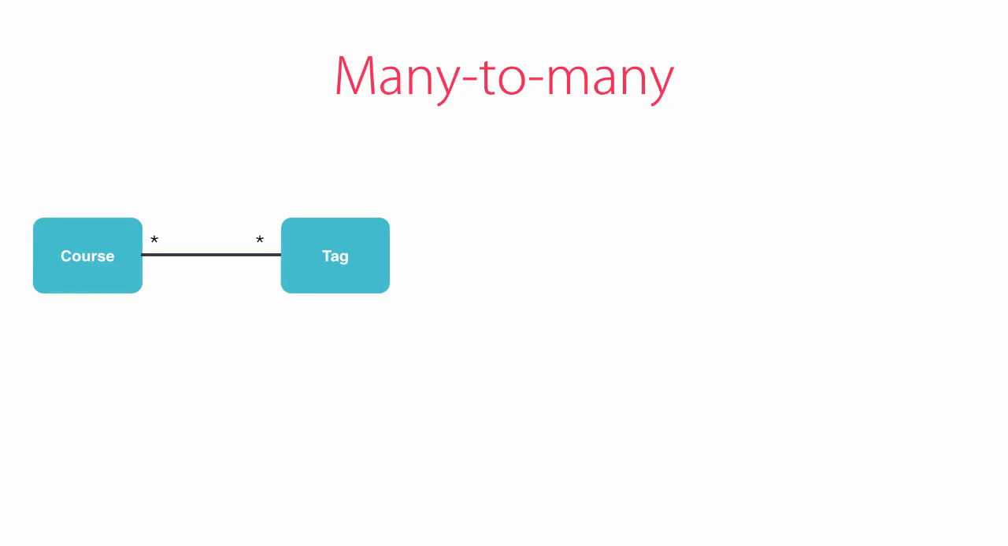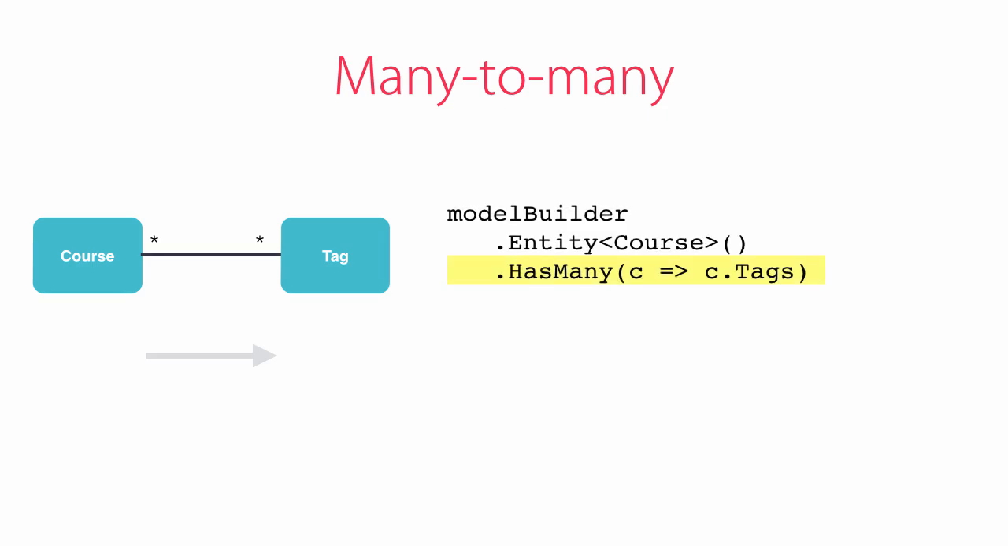So here we have a course and a tag, and there is a many-to-many relationship between these two types. Again, we start from one side and configure the relationship. We start from course going towards tag, but again, the direction doesn't matter. You can start from any end. So starting from course, first we need a reference to the course entity. So we use modelBuilder.Entity of Course, and then we call the hasMany method because a course can have multiple tags. And the lambda expression you see here specifies the name of the navigation property in the course class.